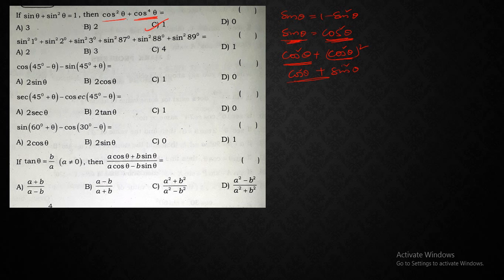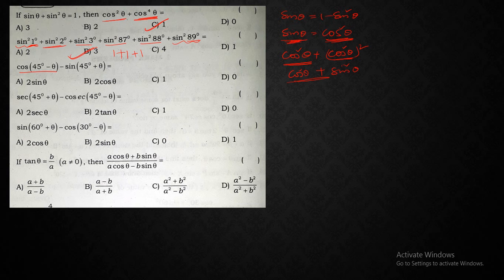Now if you observe this, sin square 1, sin square 89. These two, 89 and 1, are complementary angles, so their sum is 1. The same way, sin square 2 plus sin square 88, its sum is 1. Sin square 3 plus sin square 87, its sum is 1. Hence the answer is 3.